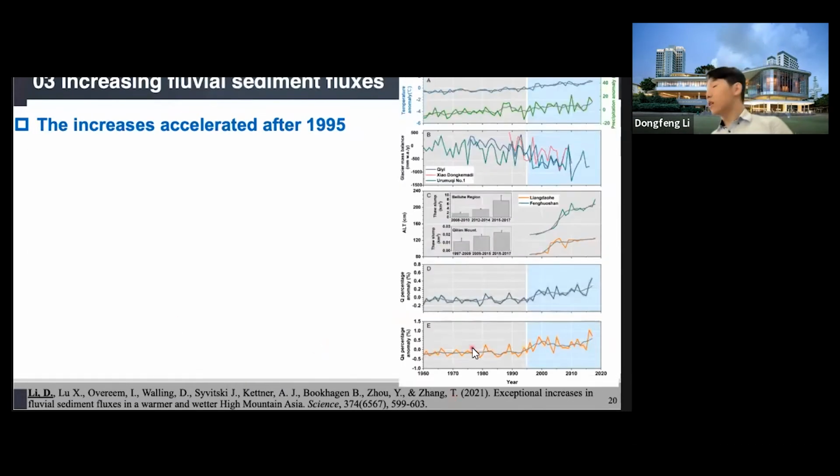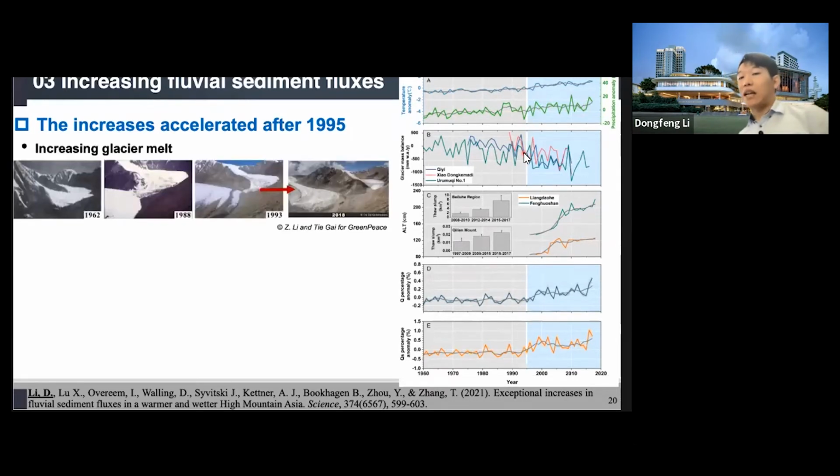And here, this figure shows the time series of the data. We can see the river runoff here increased steadily, and after the mid 1990s, the increase accelerated. Similarly for the river sediment flux, it increases gradually since the 1960s, and after the mid 1990s, the increase accelerated. This is in response to the warmer and wetter climate. Here, the temperature data is this blue line, and the precipitation data is this green line. After the mid 1990s, the region has become warmer and wetter, and the glacial retreat also accelerated.